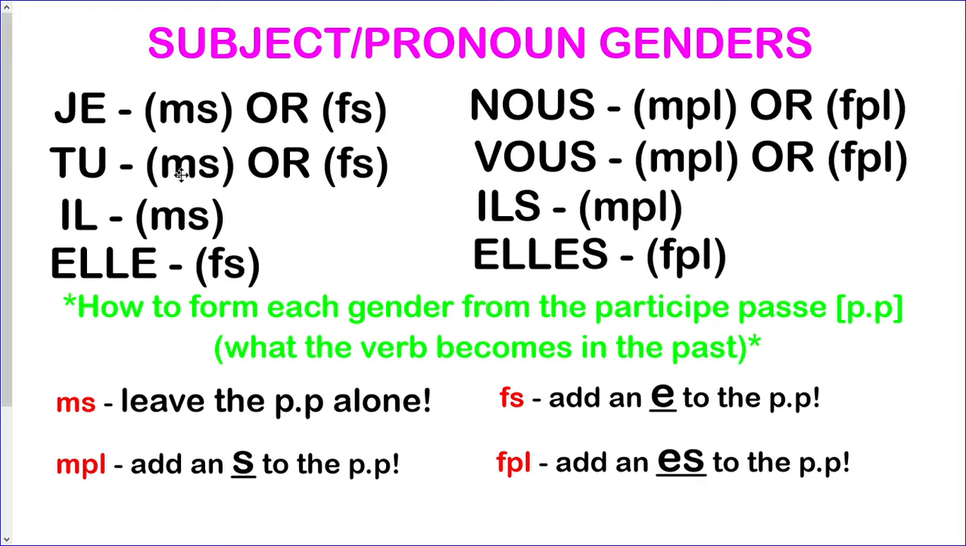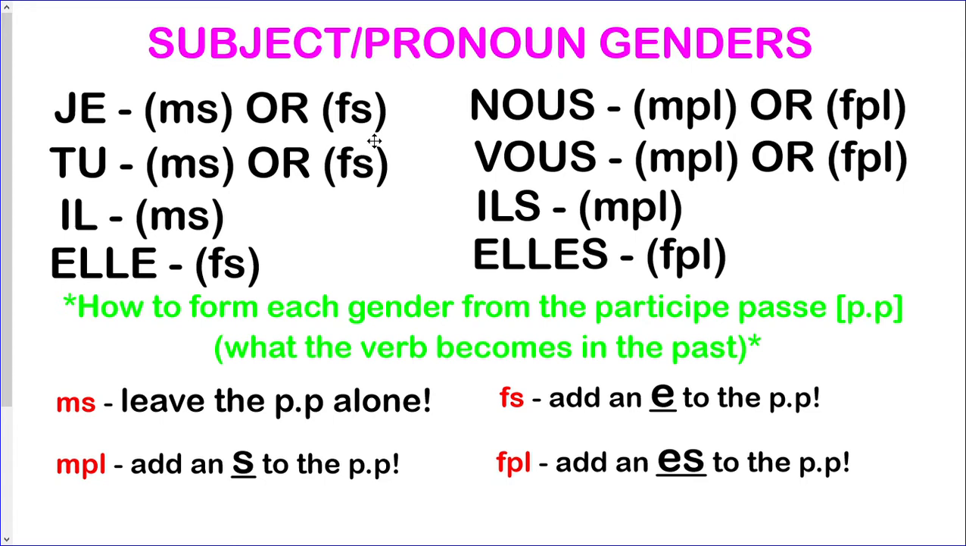Tu is the same as je. It means you, and it could be masculine singular or feminine singular. Il can only be masculine singular. Il is one male. Elle is one female, can only be feminine singular. Nous and vous can be either.